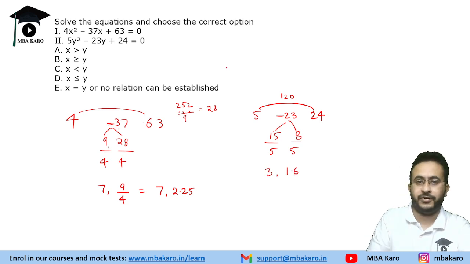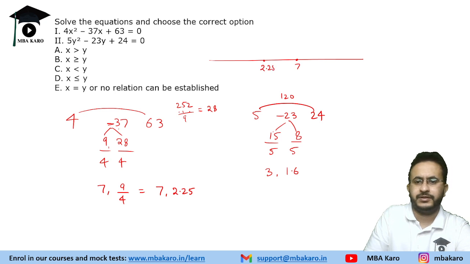Okay, now if you see the values, x is 7 and 2.25, and y is 3 and 1.6. Now if you see this value of y, it is greater than x and it is less than x both, right?